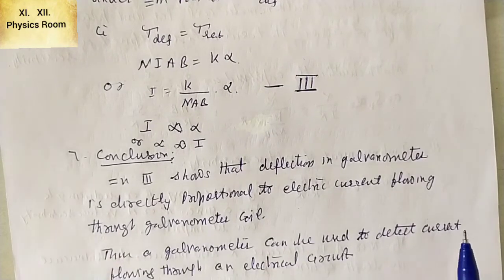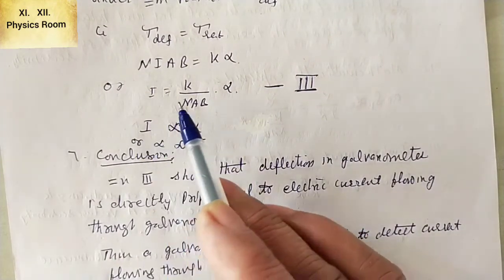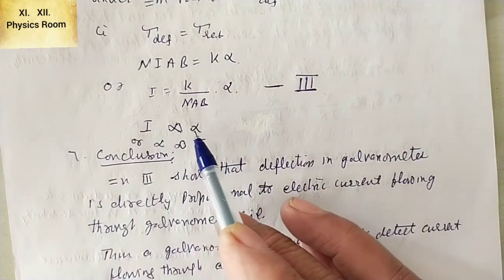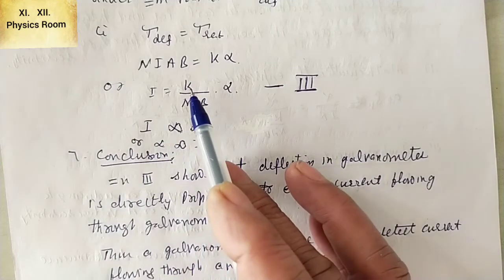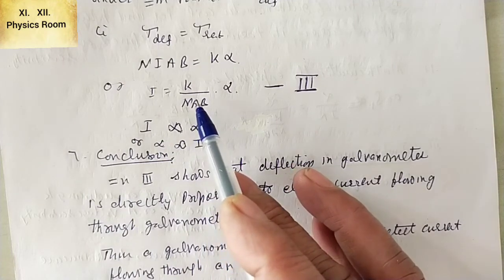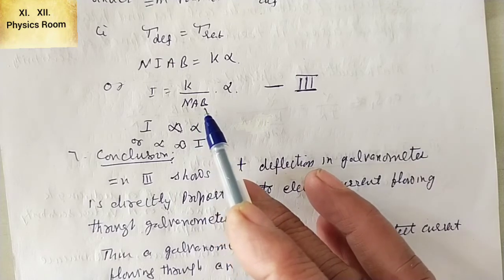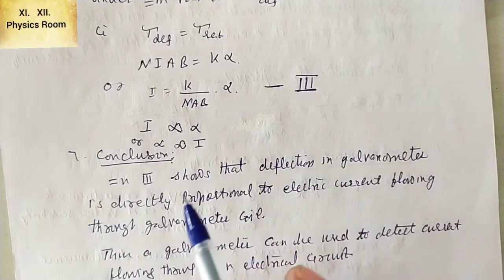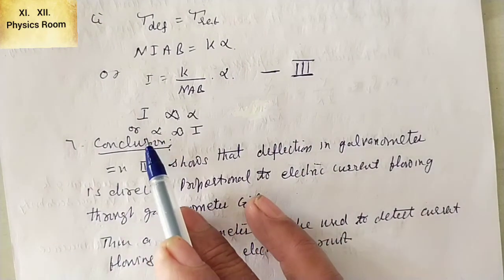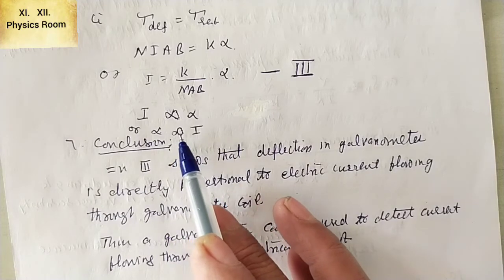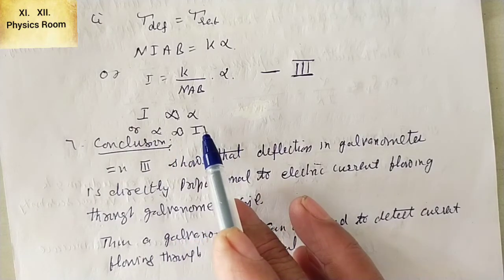Now equation 3 reveals that I is directly proportional to alpha, because K is constant, N is constant for a given current loop, A is constant for a given current loop, and B is constant once it is assembled. Now alpha, the angle of deflection, is directly proportional to the current flowing through the current loop.